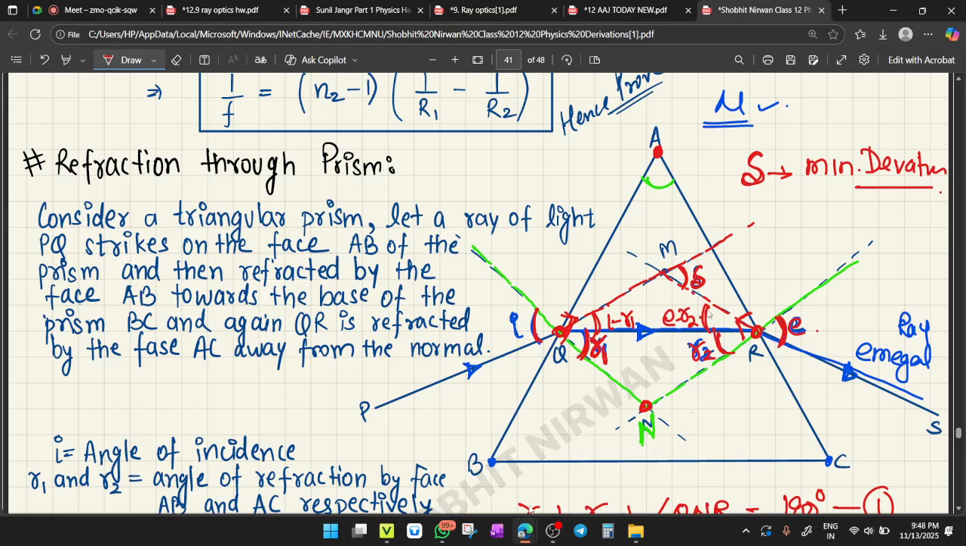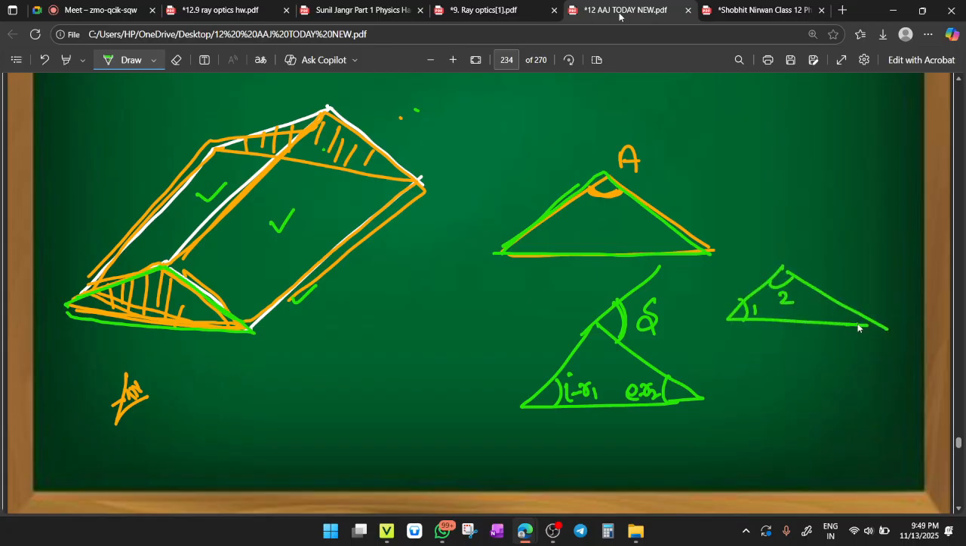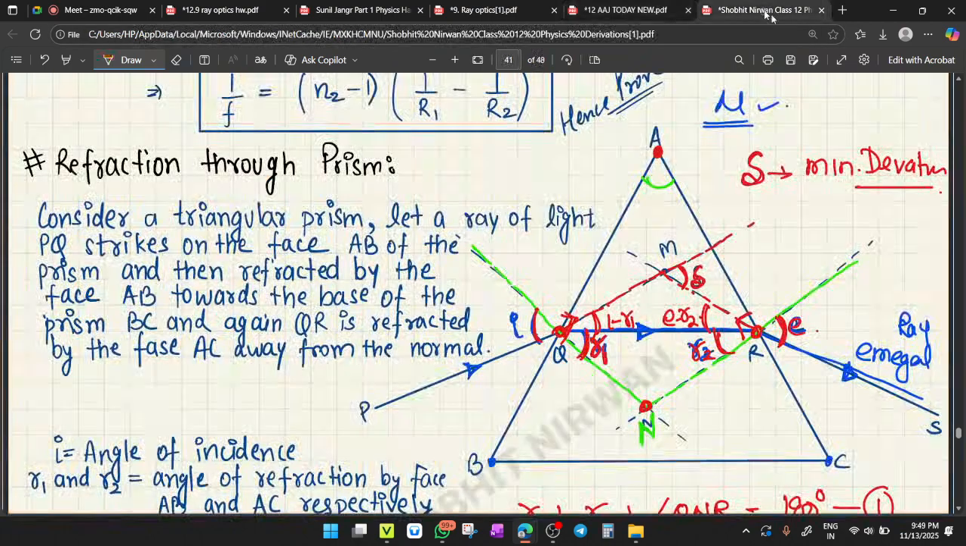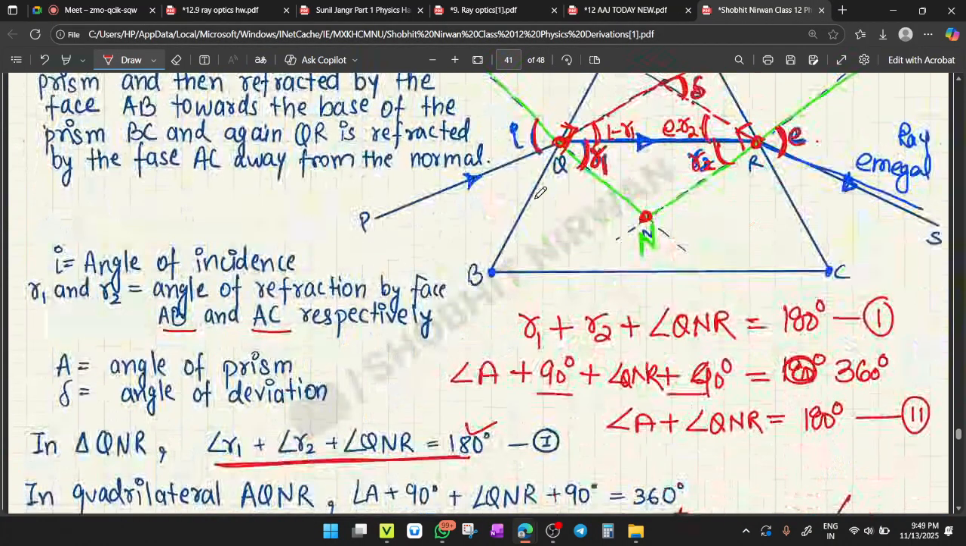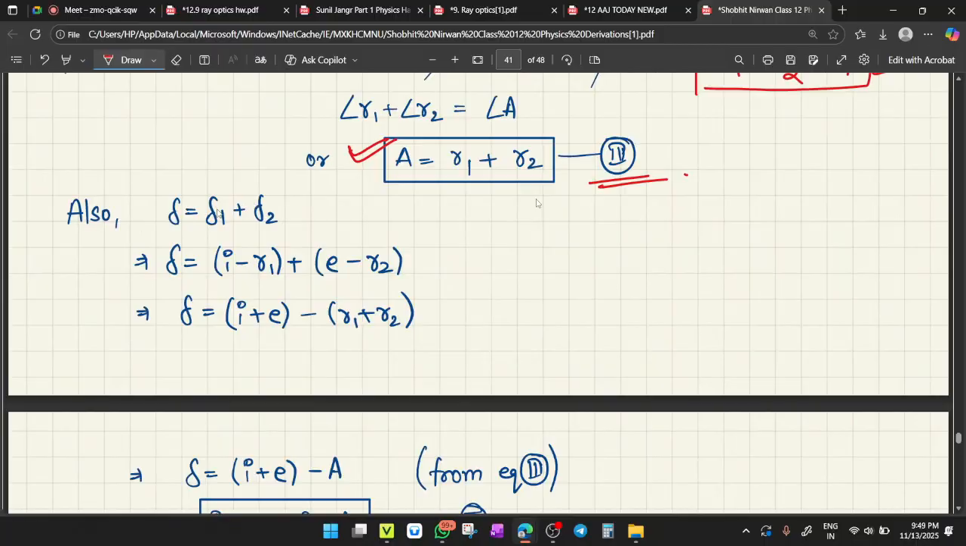Yes or no? So by the exterior angle theorem, if we have one angle as I minus R1 and another as E minus R2, then the exterior angle delta, what is the exterior angle theorem? It says that if this angle is 1 and this angle is 2, then this angle equals angle 1 plus angle 2. This is called the exterior angle theorem. So here delta becomes the sum of I minus R1 plus E minus R2. So delta equals I minus R1 plus E minus R2. Why? By the exterior angle theorem.